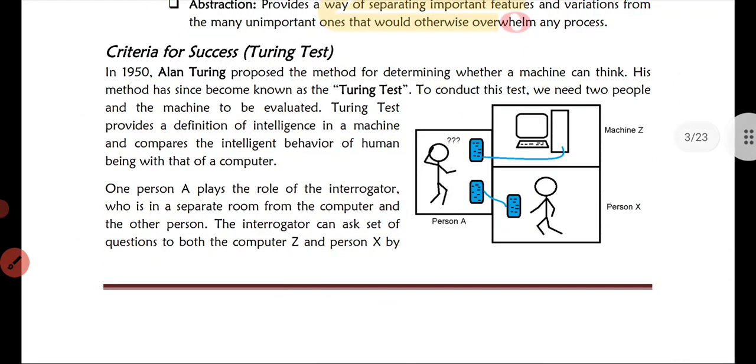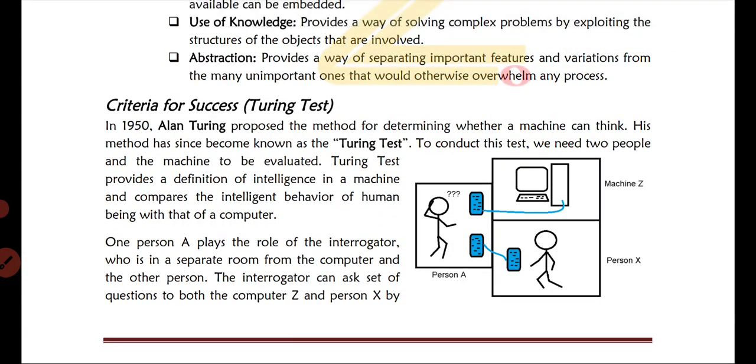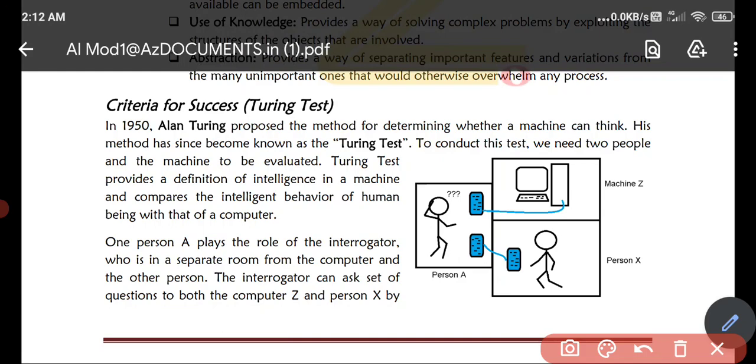Moving on to the next concept, that is criteria for success, that is the Turing test. So this is one of the important questions. We will explain it with this diagram. Here we have two types of machine in two different rooms, for example machine X and person A. So this test is done to identify whether the computer is mimicking the human or not.